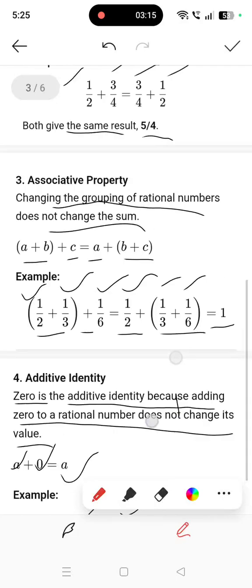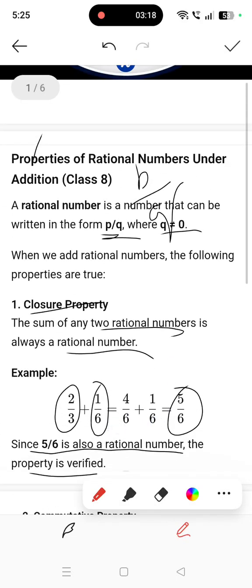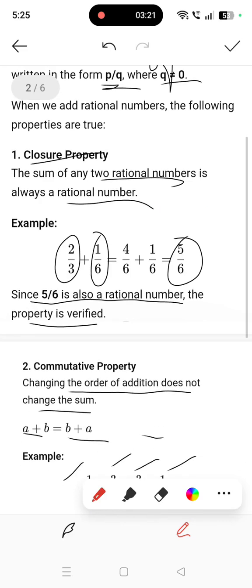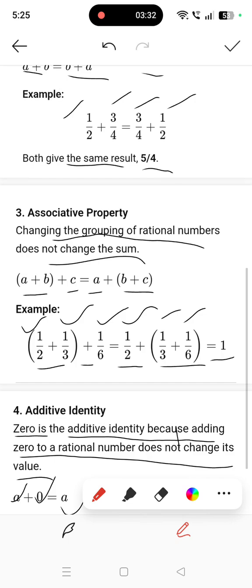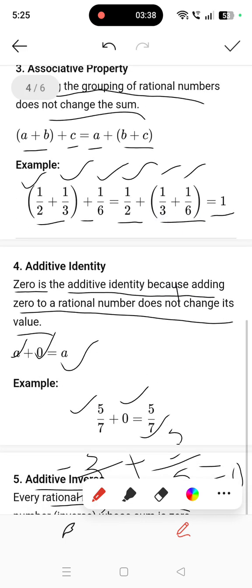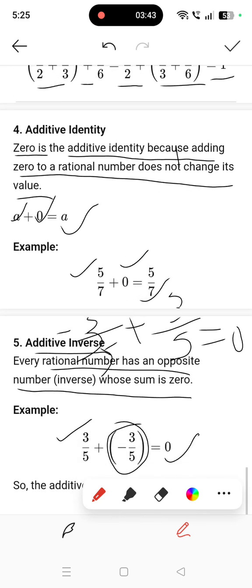So let's recap all the properties again. First is the closure property, in which adding two numbers always gives a rational number. Next is the commutative property: change of the order of addition does not change the sum. Next is the associative property, in which the grouping of rational numbers does not change the sum. Fourth is additive identity, which is 0, adding 0 to a rational number. And last is additive inverse, which means adding the negative or positive, meaning the inverse of that number, to get the sum as 0. So these are the properties of addition of rational numbers.